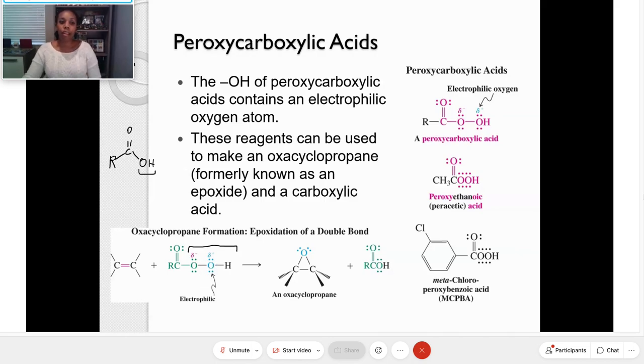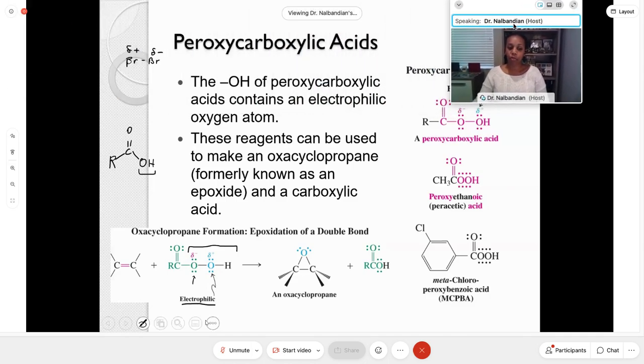Again, we are polarizing this bond, just like we were polarizing the bromine-bromine bond, giving one of those a partial positive and one a partial negative. We can do the same thing here with the oxygen-oxygen bond, moving electrons toward the green oxygen away from the blue one, giving the blue oxygen a partial positive charge and making it electrophilic.